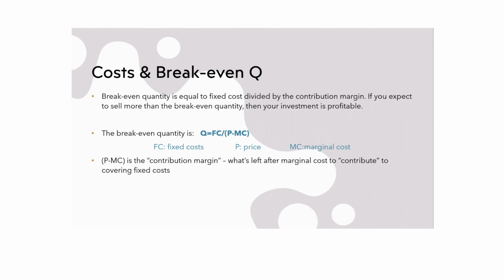Tama ba? Larger MC, we have a smaller divisor. A smaller divisor dividing FC will lead to a greater output here. So the greater the MC, the greater the break-even. The smaller the MC, the smaller the break-even quantity.